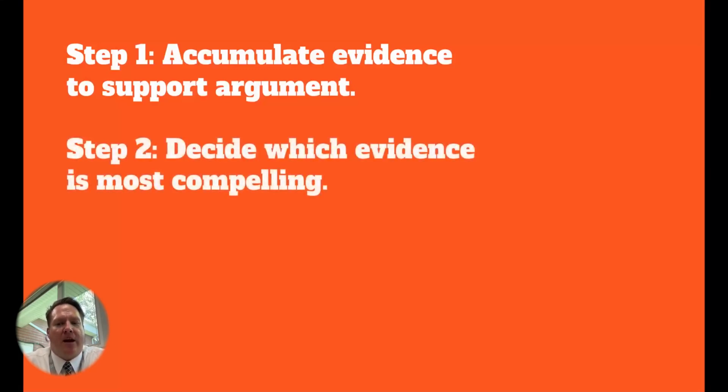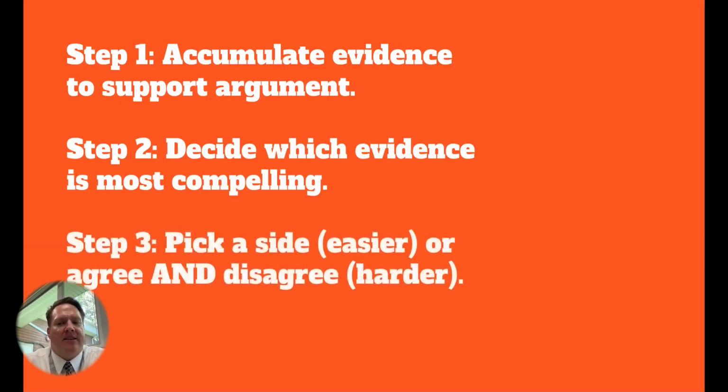Step 2 is to decide which evidence is most compelling. What evidence did you find that would most convince others that the assertion is correct or incorrect, or both correct and incorrect? What evidence is the least compelling and therefore should be de-emphasized in your essay?